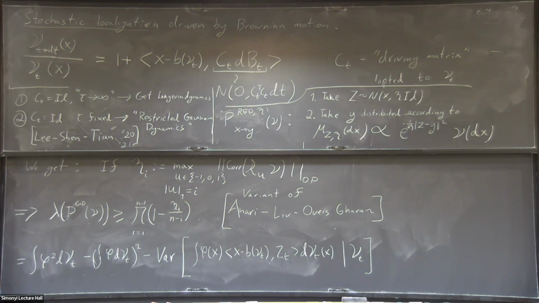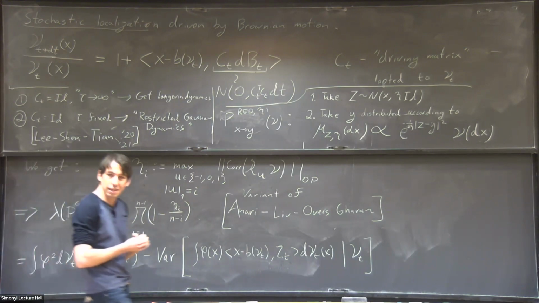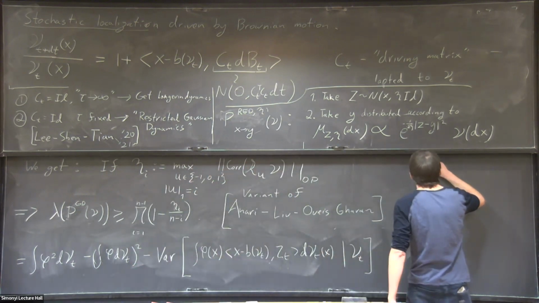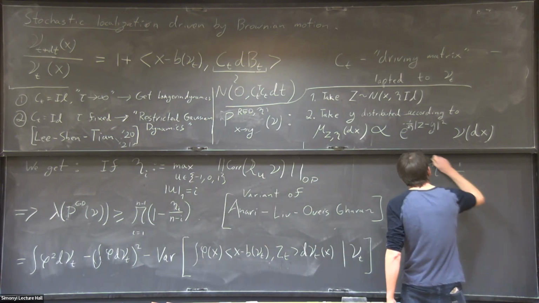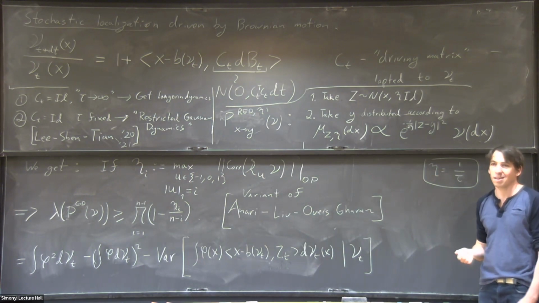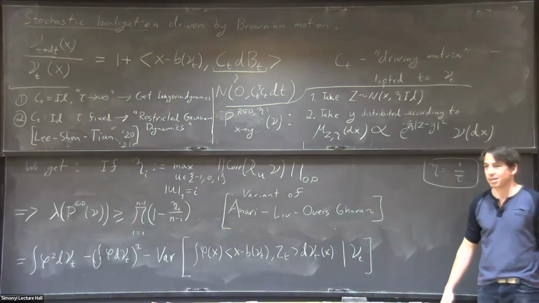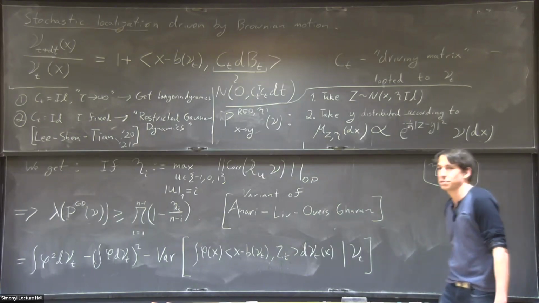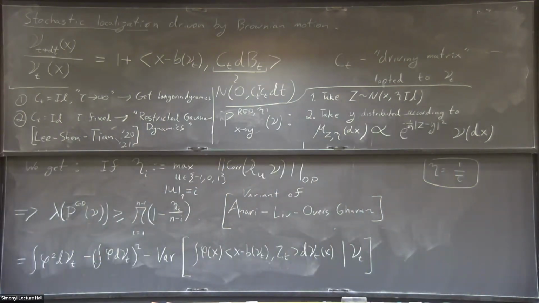So what is eta when tau is fixed? You can take any eta. This will give you different dynamics, and you want to optimize over it somehow. You said that if you set CT to identity and you fix tau, how is tau related to eta? Good. Eta is 1 over tau. So that's what you meant when tau goes to infinity. Okay. Eta is 1 over tau.